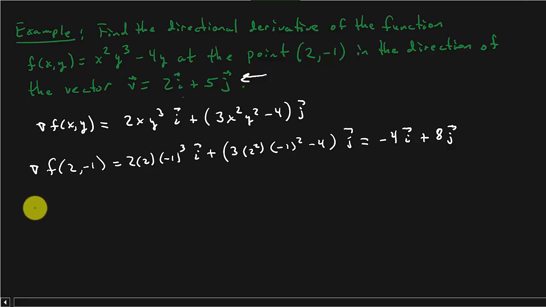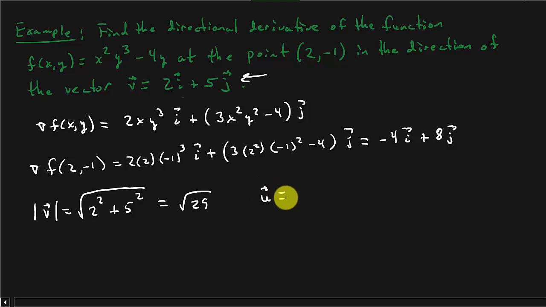Okay, so to do that, I need the magnitude of v, which is 2 squared plus 5 squared, and it's the square root of that, which is the square root of 29. So my unit vector is going to be 2 over the square root of 29 times vector i plus 5 over the square root of 29 times vector j.